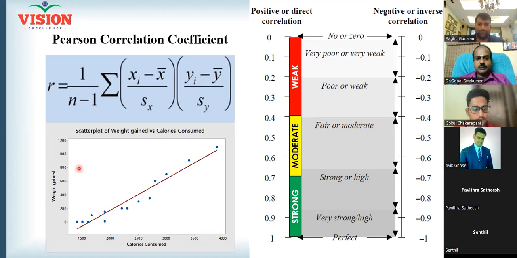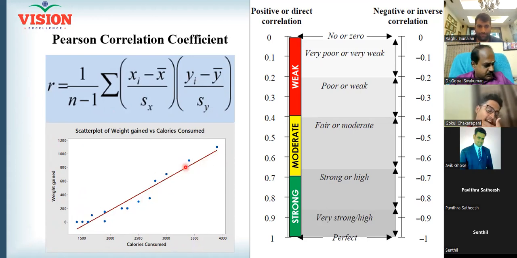And now I am showing a scatter diagram. Look here. On the X-axis, calories consumed. You consume more calories, you will gain more weight. That is what the points are showing. And now look at the blue color points. Don't look at the red color line. The red color line is called the regression line. We'll talk about it later. Now look at the blue color line.